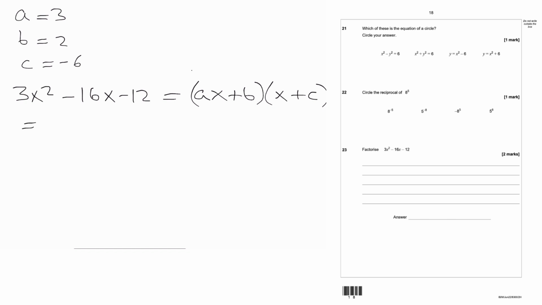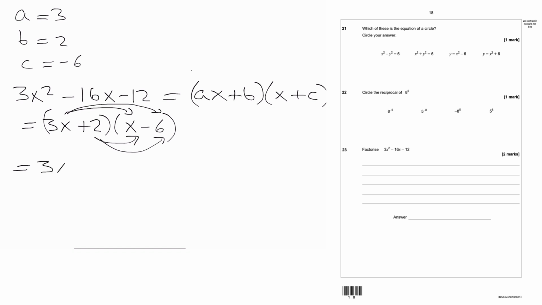So we get this is equal to 3x plus 2 times x minus 6. And if you really want to double check, which is always a good idea, you can re-expand these brackets out to check this does in fact give the solution we want. So let's just go ahead and do that.